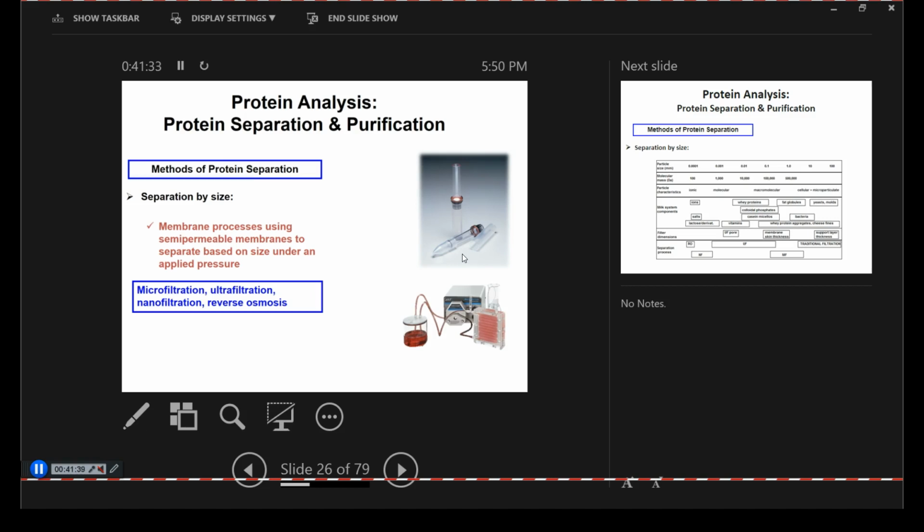Whatever is permeable through the membrane will go down and you collect. So let's say if your cutoff is 30 kilodalton, anything smaller than 30 kilodalton will go through. Anything bigger than 30 kilodalton will remain in the upper portion. And you can do several washes to ensure almost all of your components that are less than 30 kilodalton pass through.